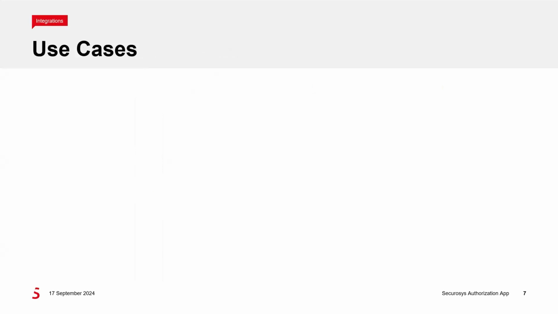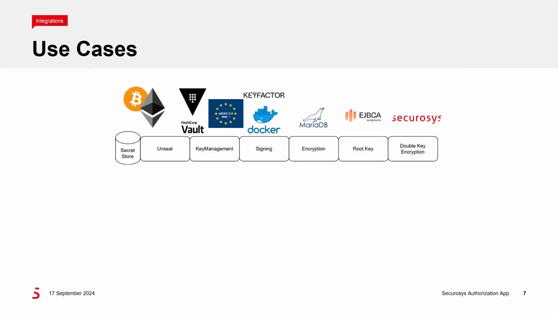So let's talk about some practical use cases, how and when you can actually use the REST API, what your easygoing implementations and integrations are, and what the more custom-based implementations are that you can do using the REST API. The REST API is capable of multiple functionalities such as sealing, key management, signing, encryption, root key management, and double key encryption for Microsoft.